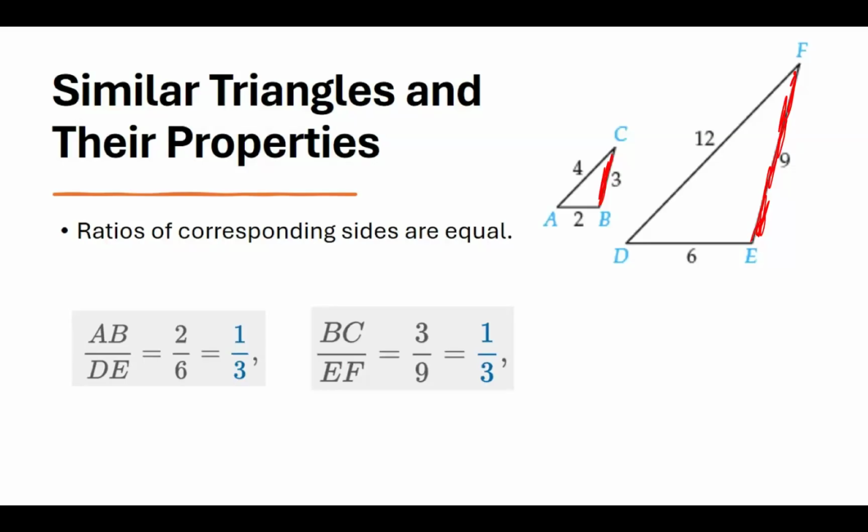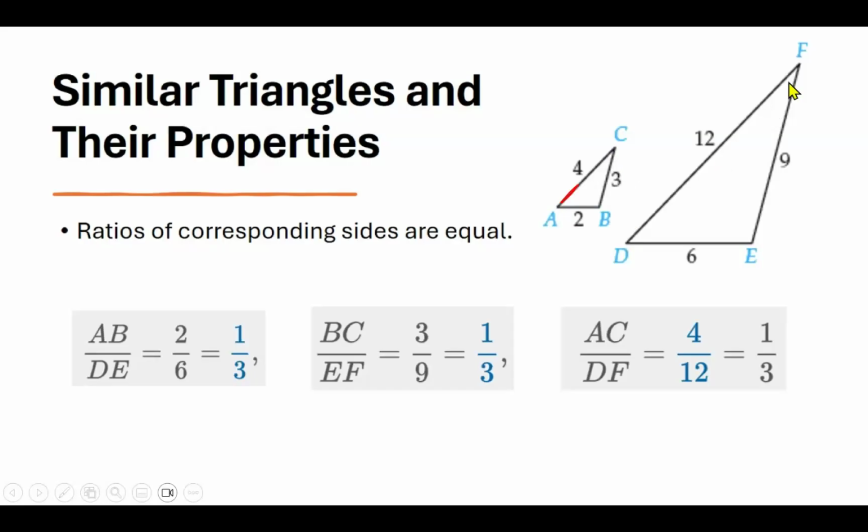And since the triangle has three sides, we could do one more. The last side on the smaller one, I can take AC, and then on the larger one, I can take DF. Oh, something happened with my pen, which is not writing anymore. But the idea is these sides, AC over DF.